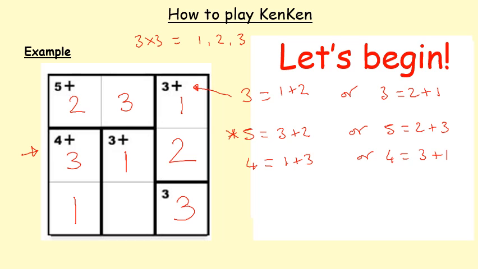And in this final row, on the bottom, we have numbers 1 and 3 already, which means this number here has to be 2. And we can just check that this cage here adds up to 3. 1 plus 2 equals 3. Therefore, we've solved the puzzle.